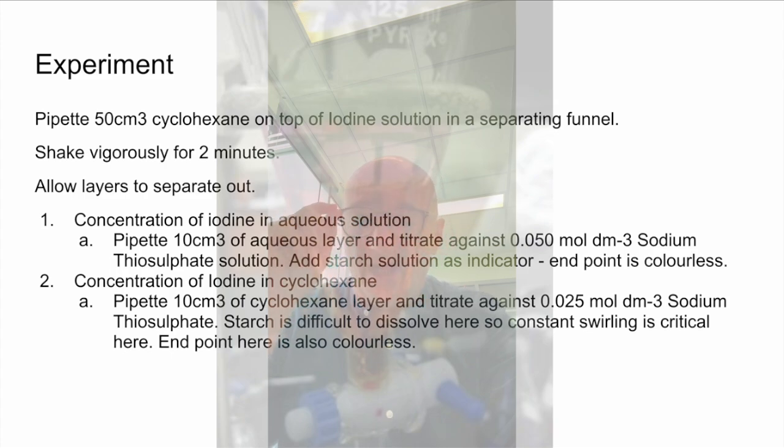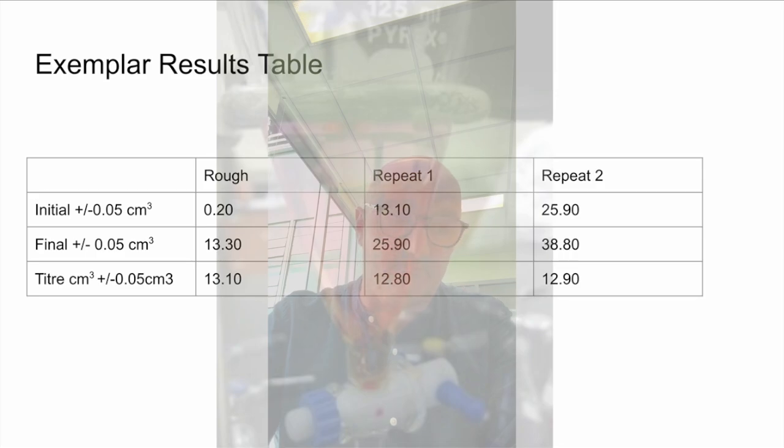Now, for the cyclohexane layer, it's more difficult because the cyclohexane, as we said, is non-polar. Starch does not want to dissolve in cyclohexane. Neither does the sodium thiosulfate. So when doing the cyclohexane layer, and this is an error you can talk about in your evaluation, you need to shake it vigorously again and really get some elbow grease into it to get that system moving, to allow the starch and the thiosulfate to surround the iodine in the cyclohexane. So constant swirling is critical here. The endpoint is the same. It will be colorless or decolorized from blue-black.